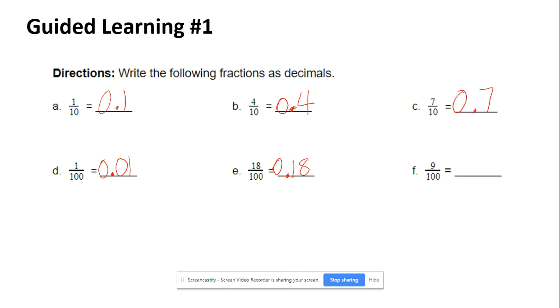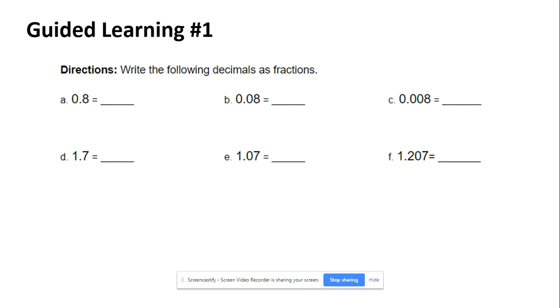Here we have 9/100, so we have 9 in the hundredths place. There are 0 tenths, a decimal to the left of the tenths place, and 0 ones. All right, let's try the next part. We're going to rewrite the decimals as fractions.